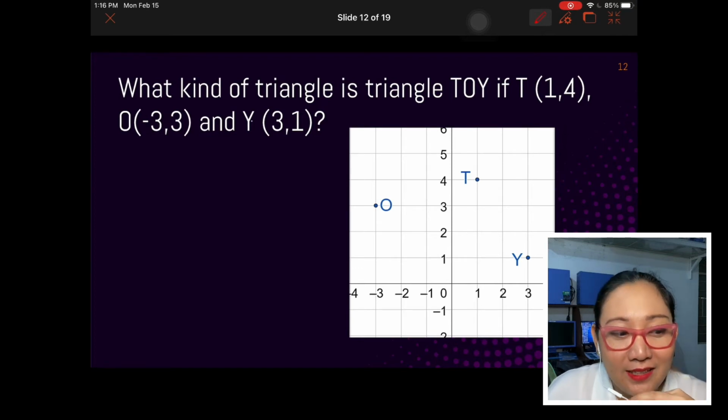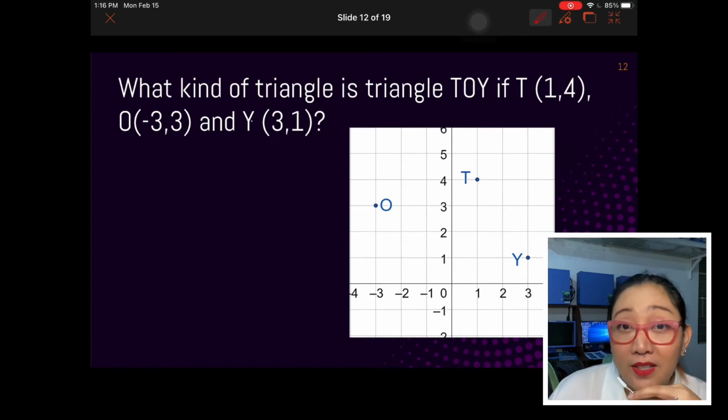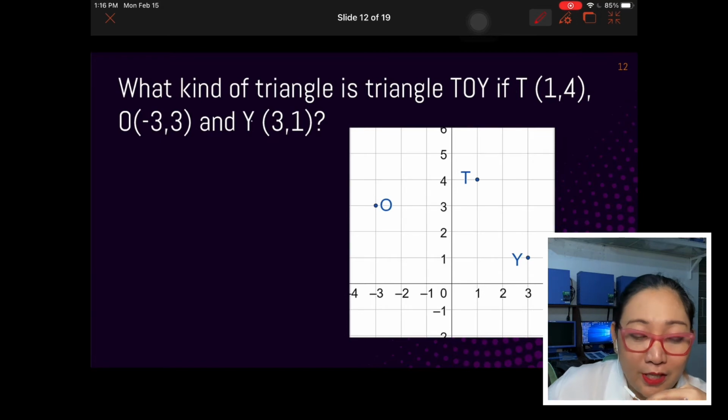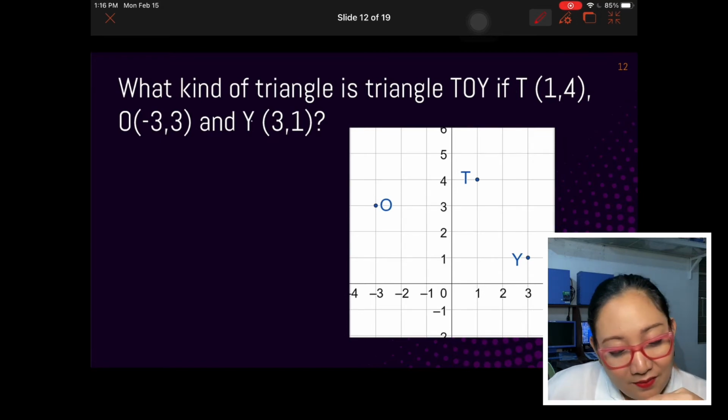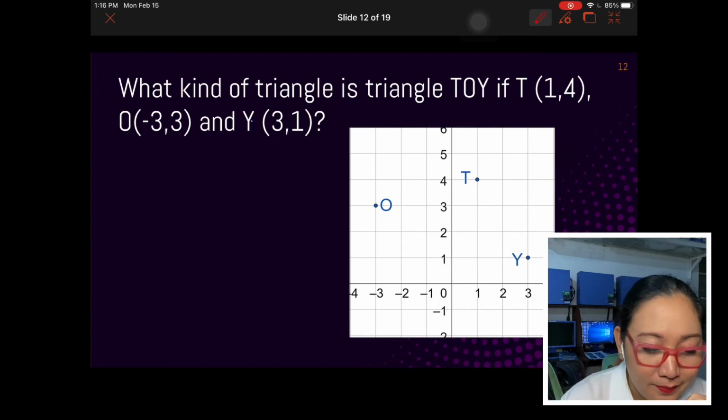Meron naman tayong second example. What kind of triangle is triangle TOY if T is at (1, 4), O is at (-3, 3), and Y is at (3, 1)? As you can see, pinlot ko na siya sa ating maliit na Cartesian coordinate plane at pwede na natin siyang pagduktong-duktongin. Kapag ginawa niyo yun, ano yung magiging itsura ng triangle natin?